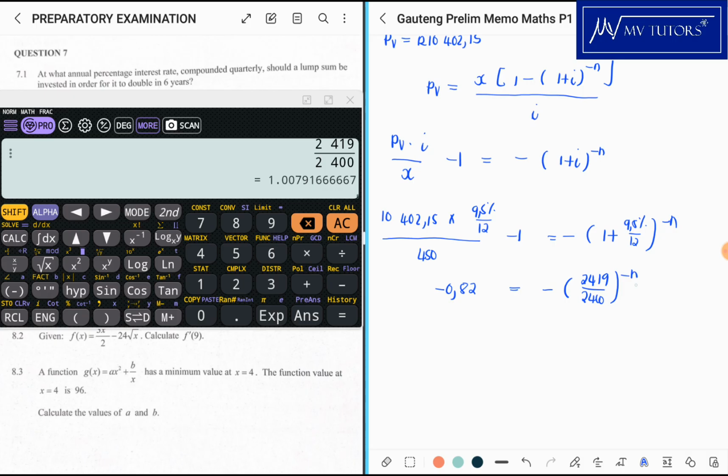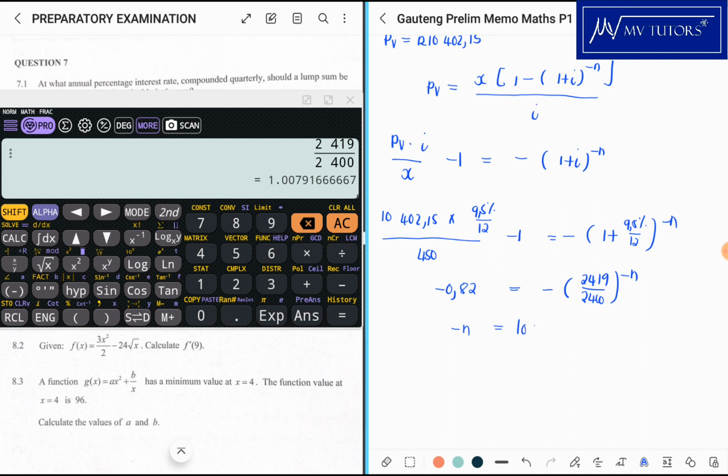There in negative n. So I have my unknown as an exponent, so I'm just going to say negative n. All right, I'm going to use logs. The base will be 2419 over 2400, and that's going to be equal to, oh, by the way, the negatives can cancel out.